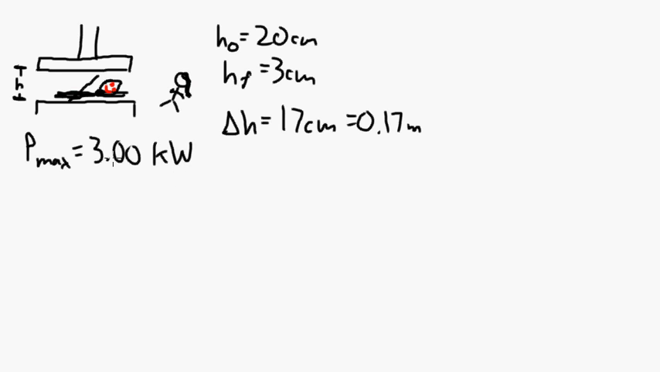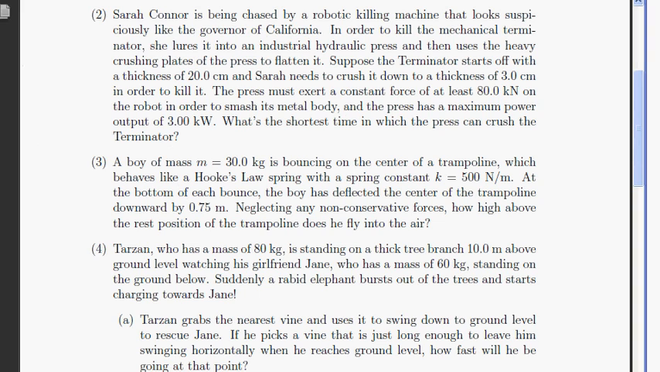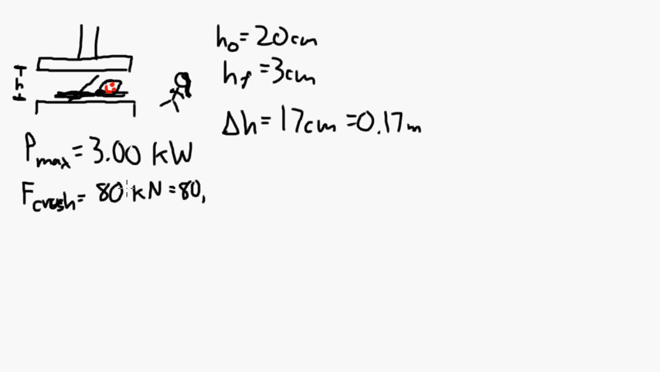We were given that the maximum power output of the hydraulic press was 3.00 kilowatts, which is 3,000 watts. And the force needed to crush the Terminator, F crush, is 80 kilonewtons. Let me make sure. Yes, 80 kilonewtons, which means it's 80,000 newtons.